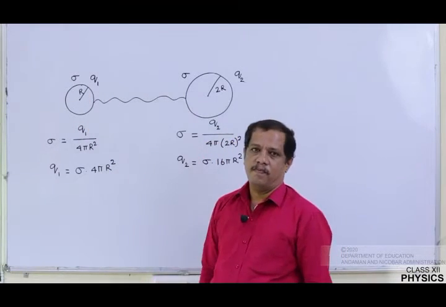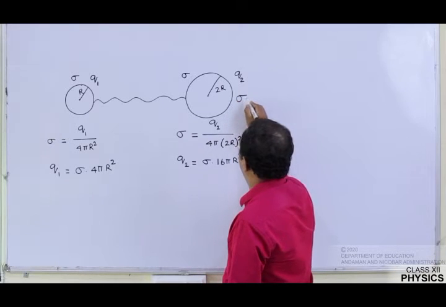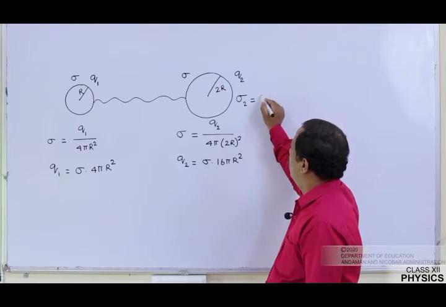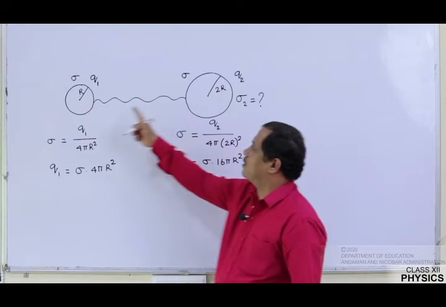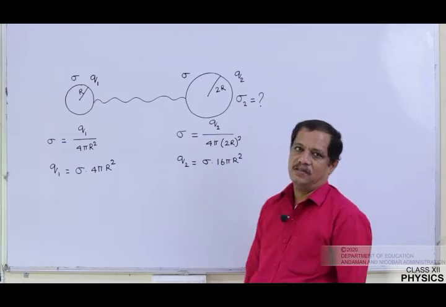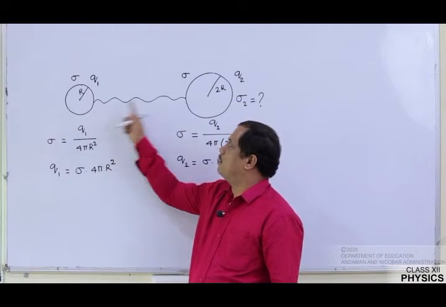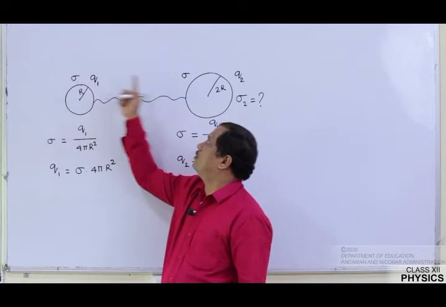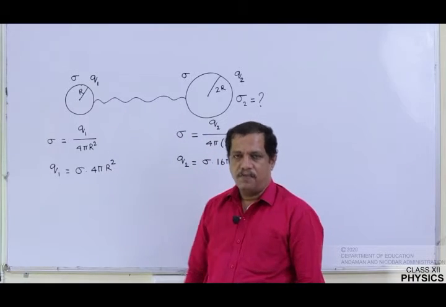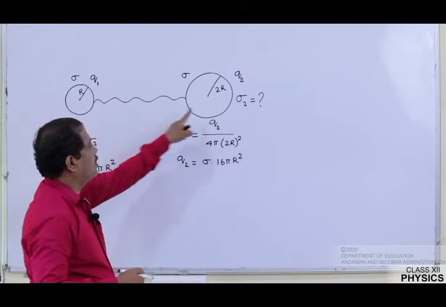So let us suppose that sigma 2 is the surface charge density of the bigger sphere once the two conductors are connected with the help of a wire. So we have to calculate what the surface charge density is. Now, how to calculate? See, once the two spheres having the same surface charge density are connected, charges will flow. The flow of charge will stop when the potentials of the two conductors become equal.